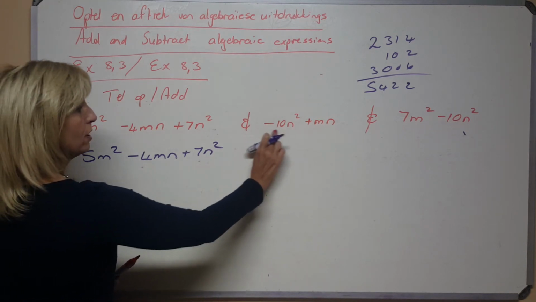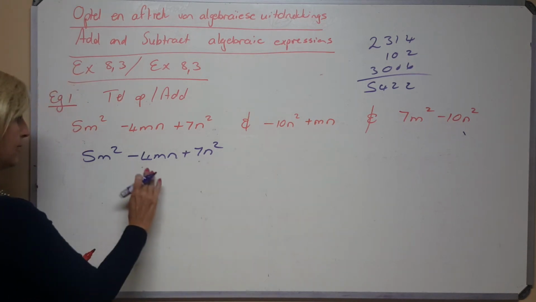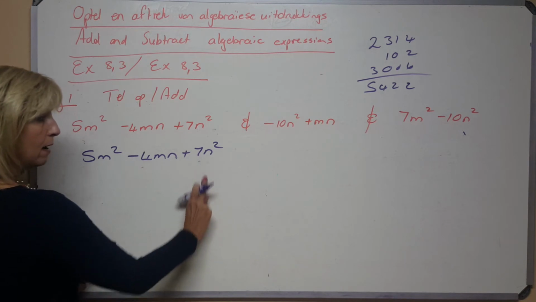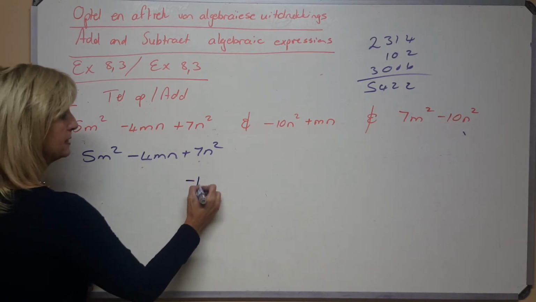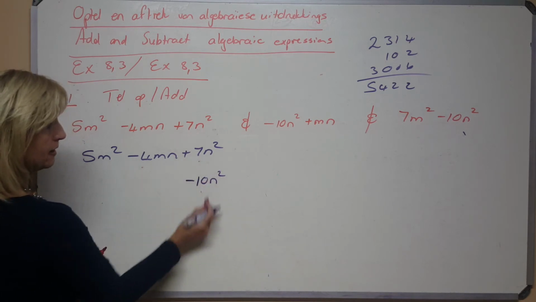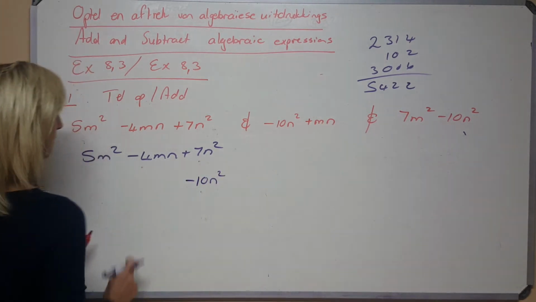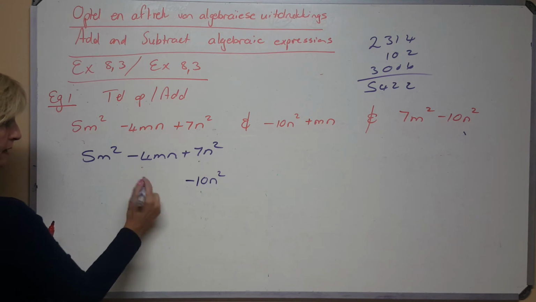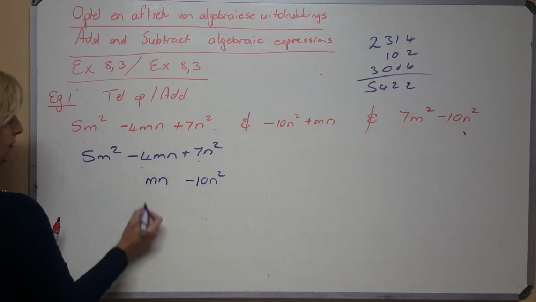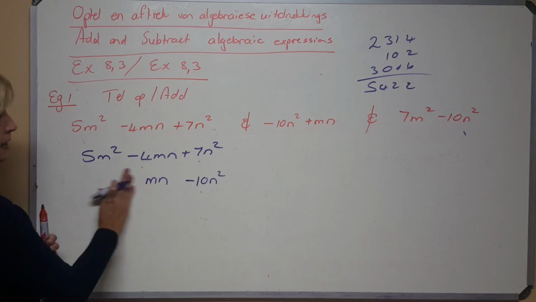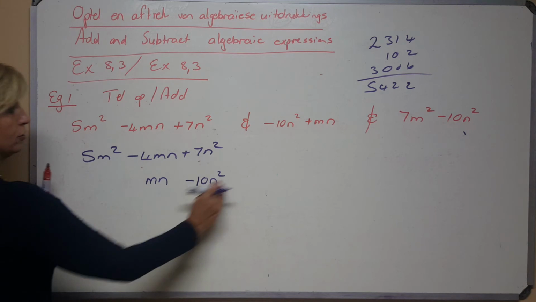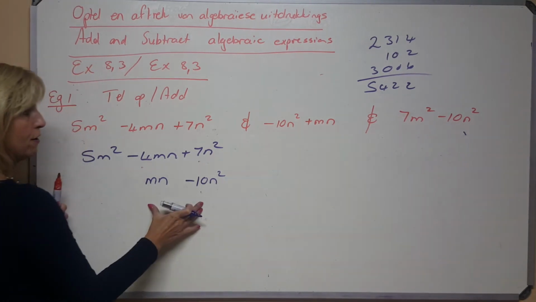So waar hoort daai min 10 n kwadraat? Where does the minus 10 n square? Where must I put it? Where does it belong? Underneath there. So minus 10 n square belongs there. Waar hoort die mn? By hierdie ene. So mn hoort hier. Well, you can even put a plus mn there if you want to, but there's nothing in front of it, so you don't have to put it there. Just that term, that expression is now over there.